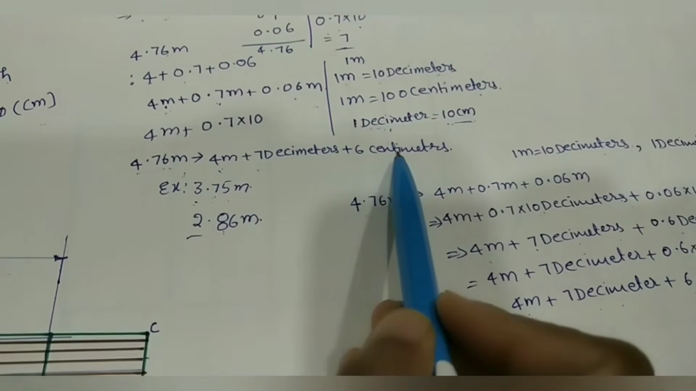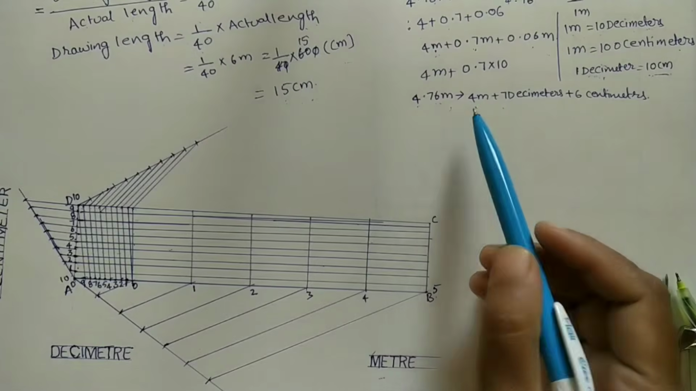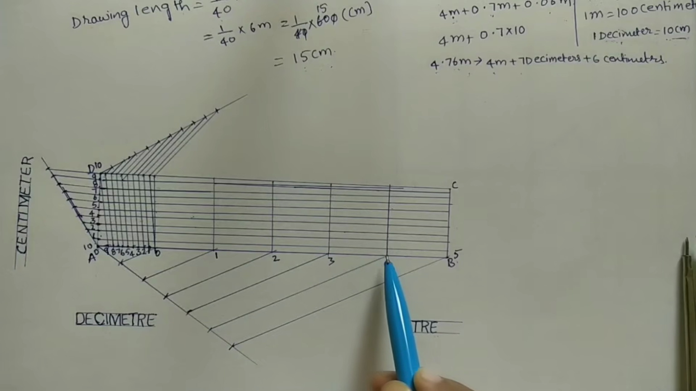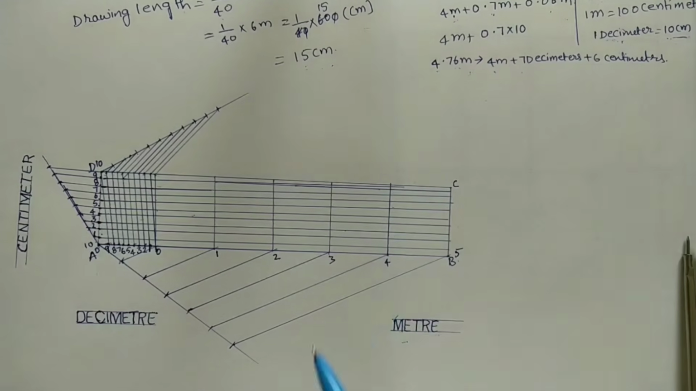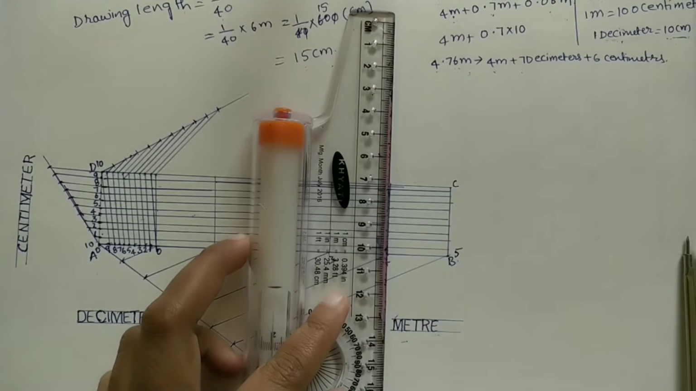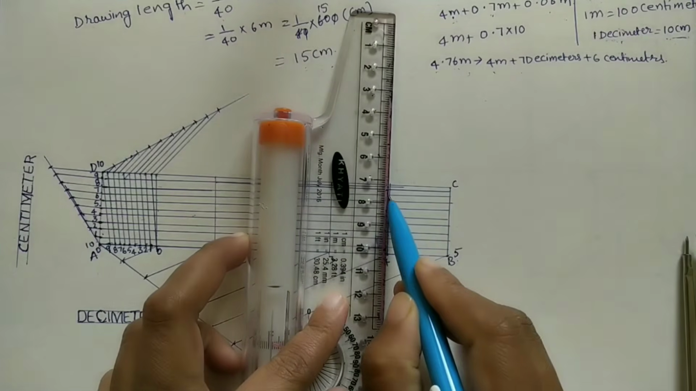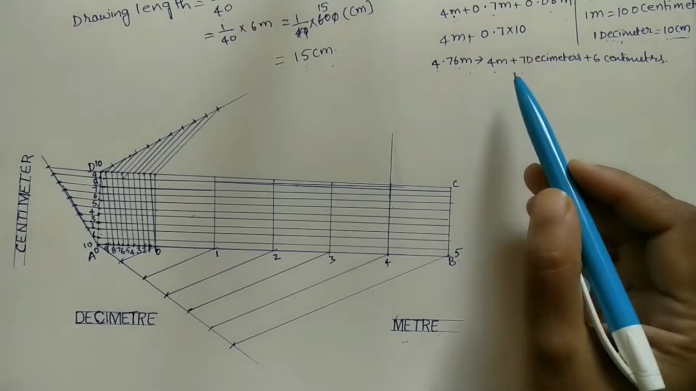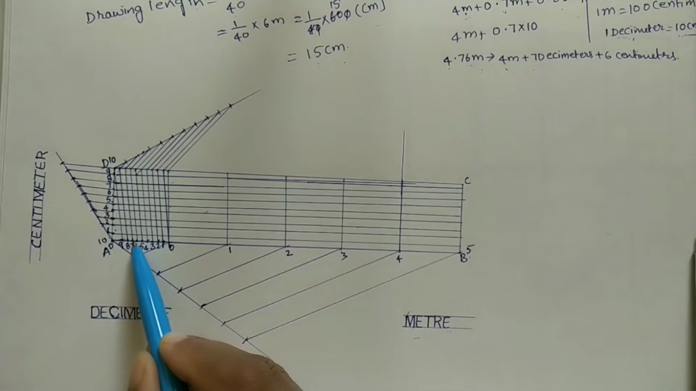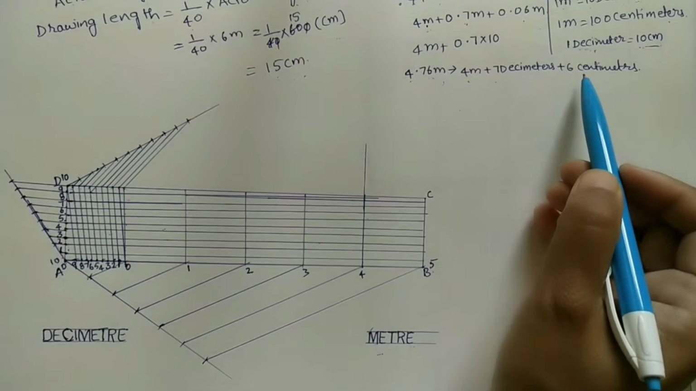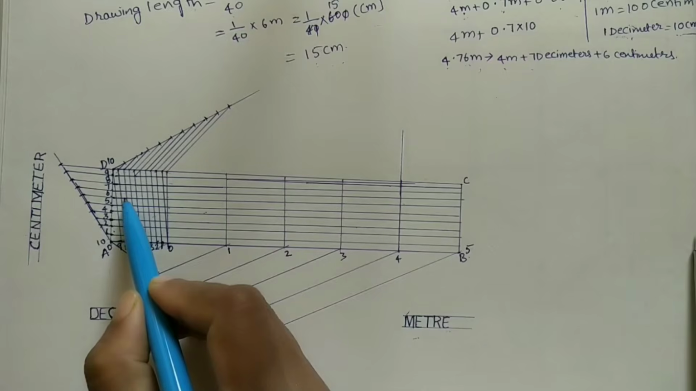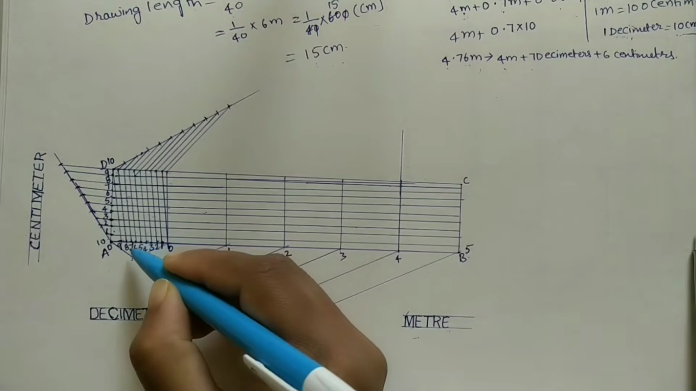We have to mark this value in the scale. First we need to mark 4 meters. 4 meters means from 0 to 4. Just draw one line here using the scale. This will indicate 4 meters. Next 7 decimeters. Where is 7? 7 is coming here. 7 decimeters, and then 6 centimeters. Take the intersection point of 6 centimeters and 7 decimeters.